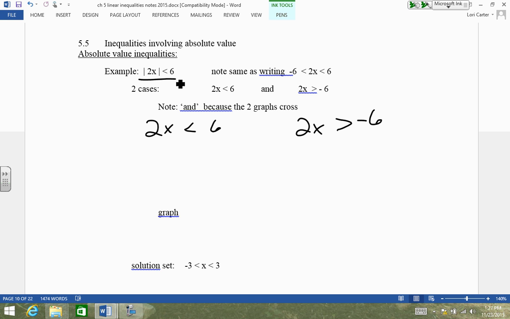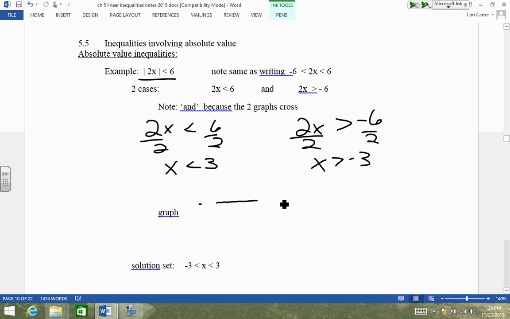How do you solve? Divide by 2. So x is less than 3. Divide by 2 again. X is greater than negative 3. All good? Yeah. What can you not forget on absolute value? If it's negative, you gotta flip it. Negative, you got to flip, and there's how many answers? 1, 2. There's always 2 answers.